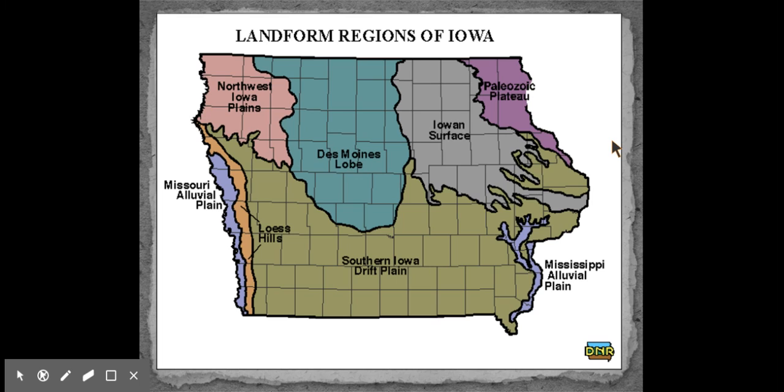First off, Iowa was mostly affected by glaciers. The four middle areas, the Northwest Iowa Plains, the Des Moines Lobe, the Iowan Surface, and the Southern Iowa Drift Plain, were all heavily impacted by glaciers. The outside two, the Alluvial Plains and the Paleozoic Plateau, were created when water eroded for the plateau and deposited for the alluvial plains. The final one, this orange section, is the Loess Hills. They were created when wind-blown sediment was piled to make hills in western Iowa. All in all, the majority of our state is greatly impacted by glaciers, some wind, some water.